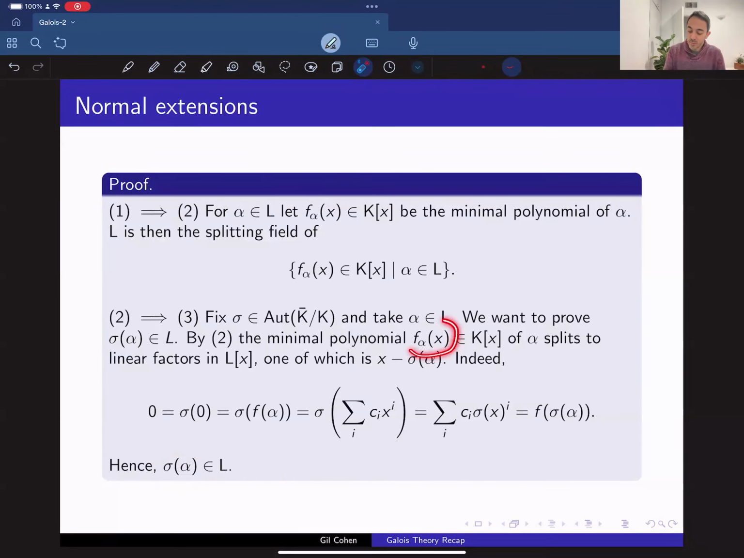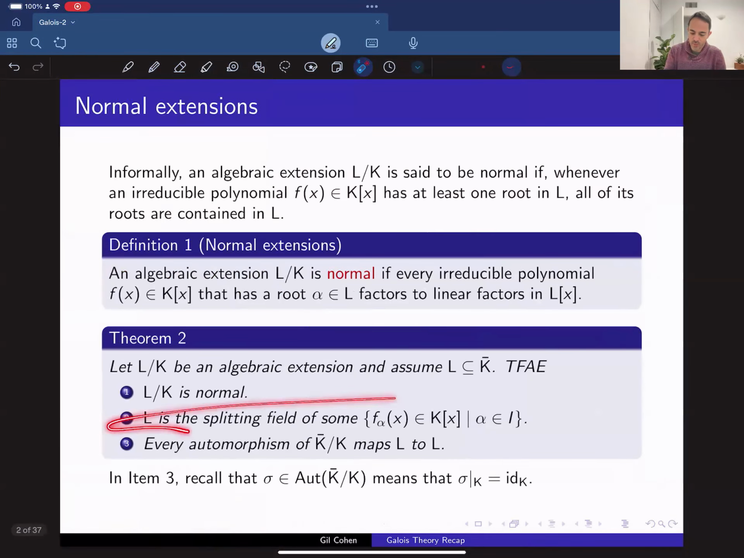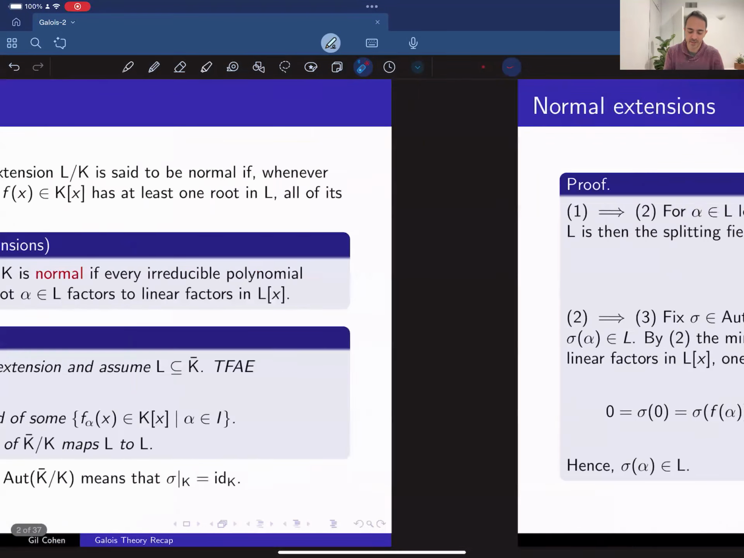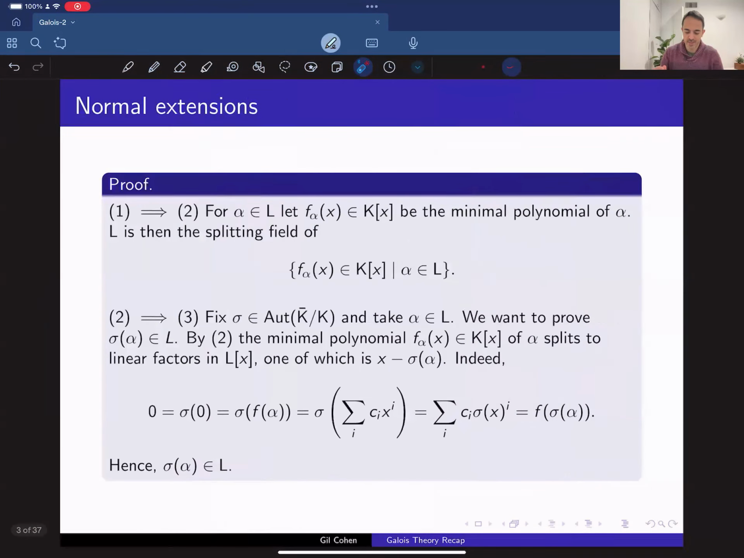So let's consider the minimal polynomial, f sub alpha of alpha over K. Now, by 2, from here, we know that f alpha splits into linear factors in L of x, because it's a splitting field of some set of polynomials, and actually, according to 1 as well, we know that it's also the splitting field of this particular set of polynomials, because of the proof of 1 implies 2. So we know that f sub alpha splits into linear factors in L of x, and I claim that one of these linear factors is x minus sigma of alpha.